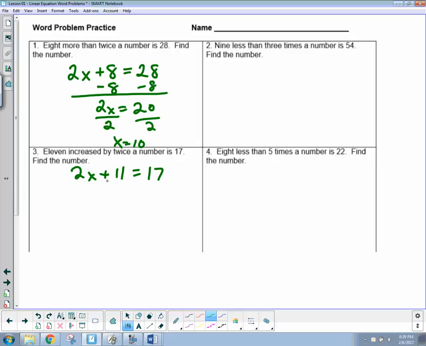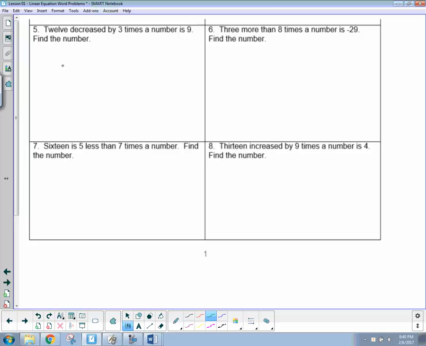And again, this is one way to write it. So subtract 11, 2x equals 6, divide by 2, x equals 3. You know what, I think I'll just do the left column, and I'll leave the even numbers for you guys, and you can use the answer key. Sounds fair?